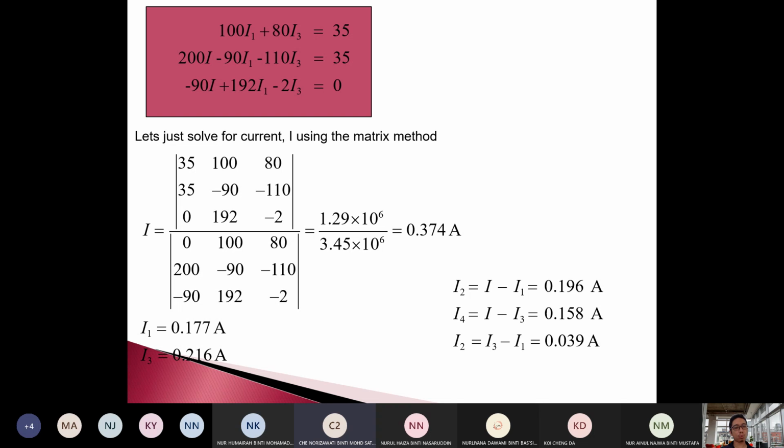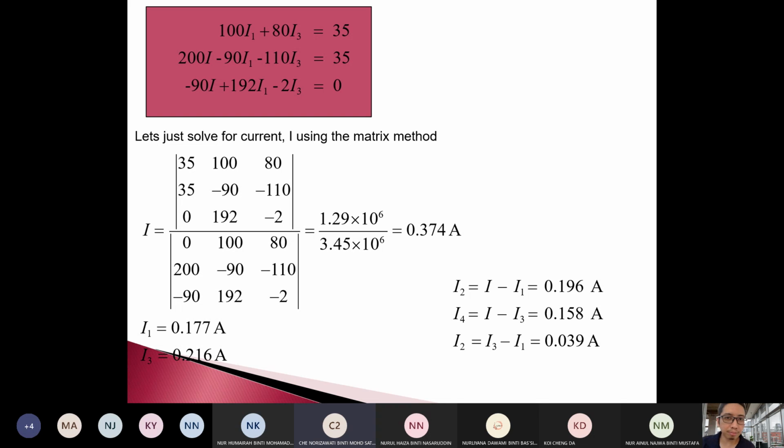Once you obtain your I, you can plug it into this equation, and then you have the simultaneous equation where you need to solve for I3 and I1. After that, you can use I1 and I3 to solve for I4, I5 and I2. So that's how you should do it.